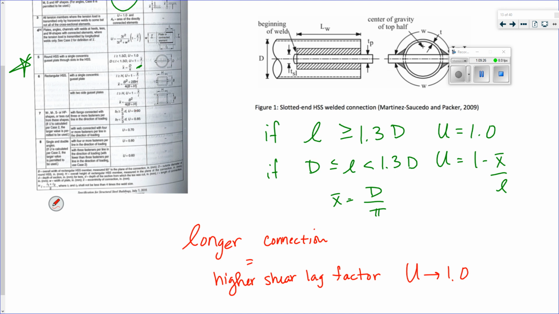And that's what I'm just pointing out in that example down there, right? If you have a longer one, you get to equal 1. If you have a shorter one, you have to reduce your shear lag factor, so you're reducing your effective net area because less of your cross-sectional area is actually engaged and subjected to forces. Right?